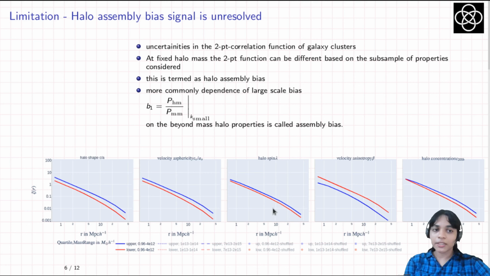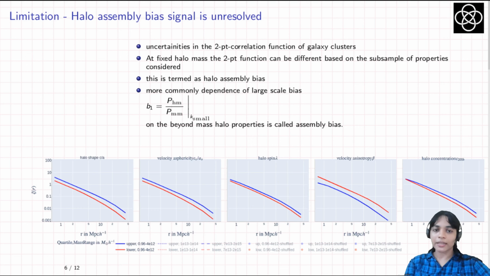A similar split in clustering strengths can be seen for the higher and lower quartile values of other properties, as shown in the other plots. And such a split is called the halo assembly bias or secondary bias.